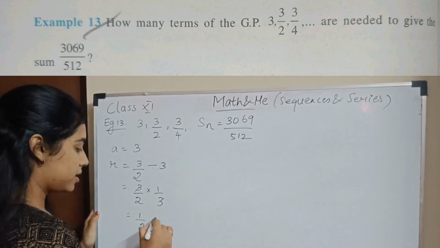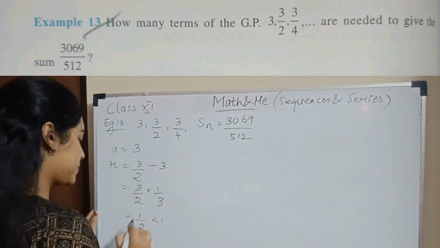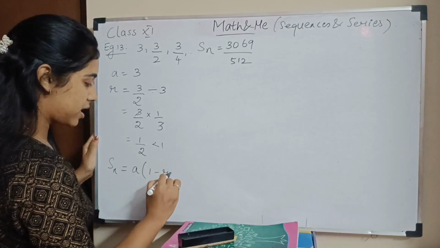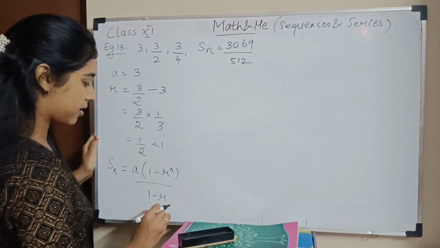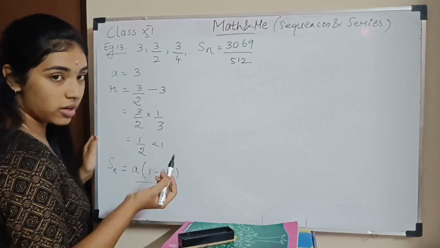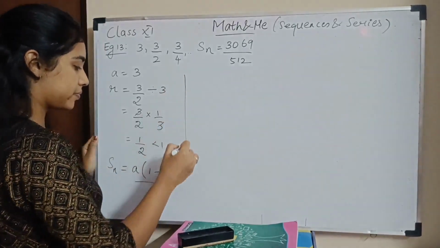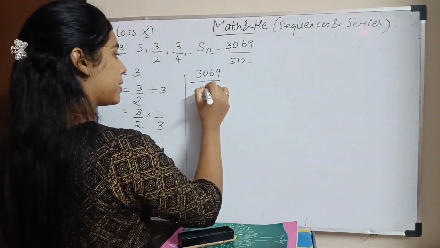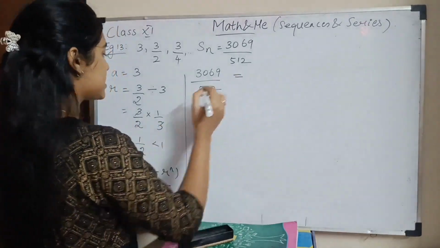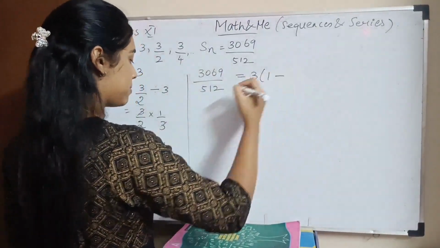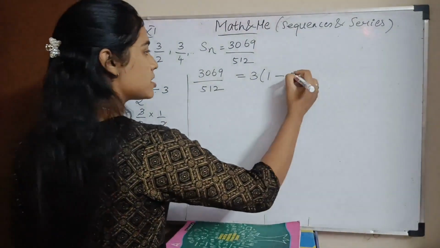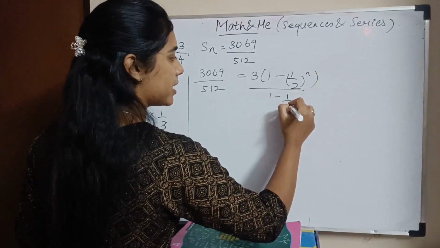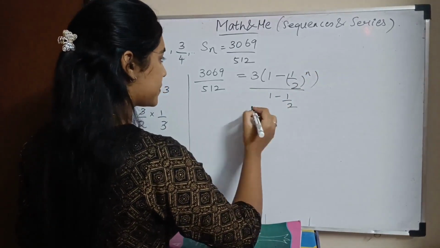So what do you see? My R is less than 1. So we can use the formula. I am going to use Sn equals A times 1 minus R to the n divided by 1 minus R. Since R is a smaller number, 1 minus the smaller number gives a positive value. Okay. So what is my sum? 3069 divided by 512 equals A times 1 minus R to the n, which is half to the n, divided by 1 minus half. Okay.